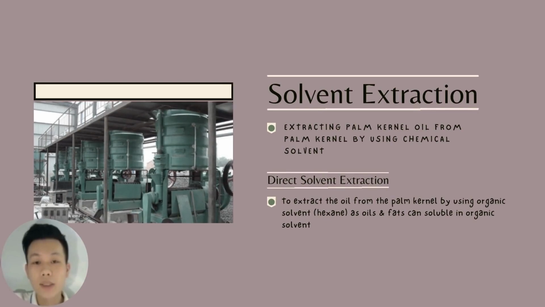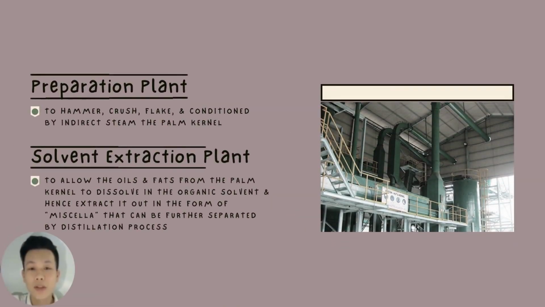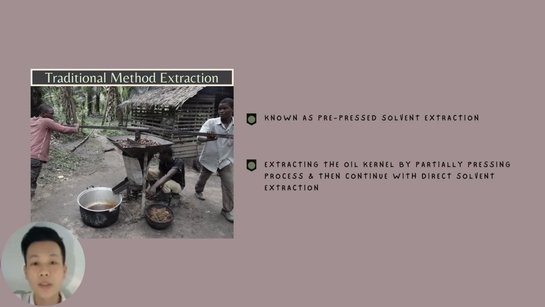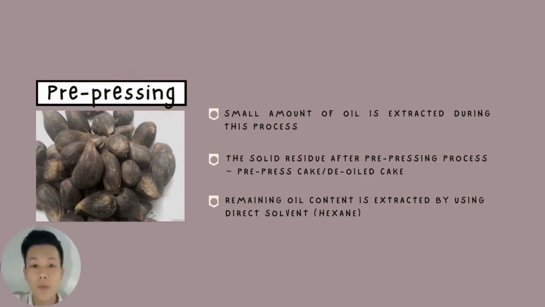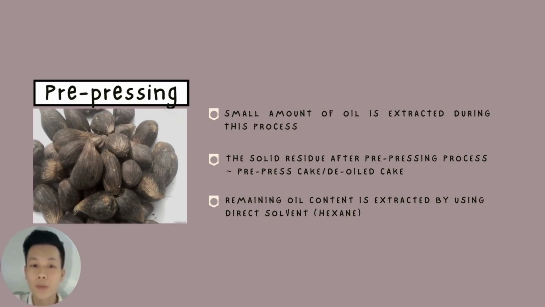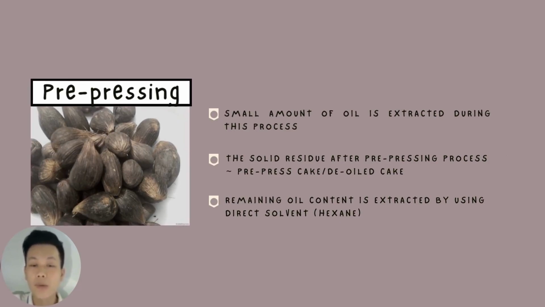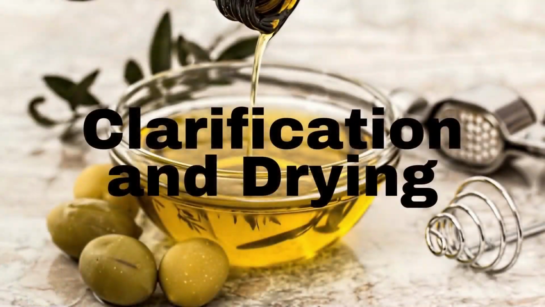Solvent extraction uses chemical solvents to extract oils. The pre-conditioned palm kernel is sent into the solvent extraction lines where the oil extraction process of the palm kernels occurs. Pre-pressed solvent extraction is the combination of the partial pressing process of palm kernels and direct solvent extraction. The pre-pressing process extracts a small amount of oil and produces a byproduct called pre-pressed cake, where the rest of the oil content in it will be extracted in the direct solvent extraction process.